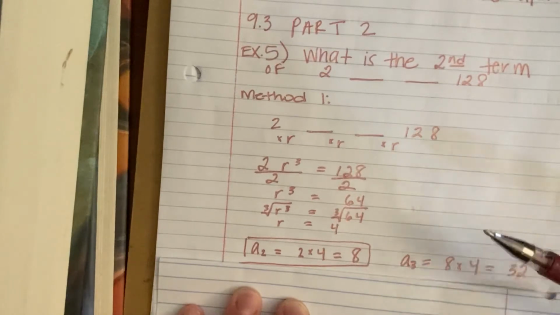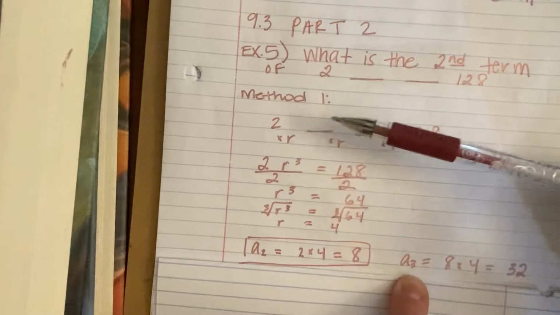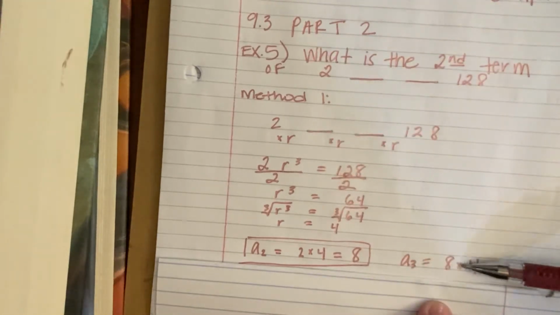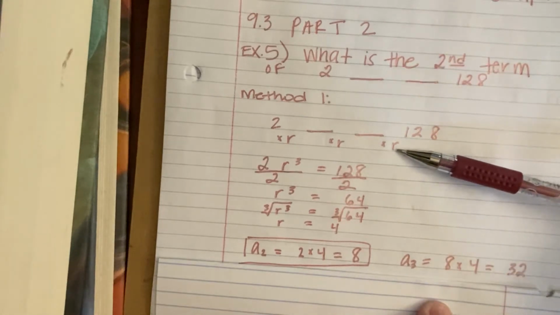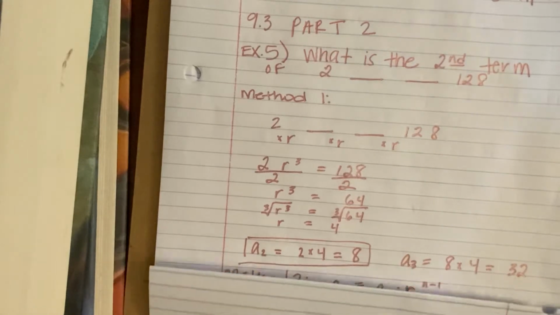And just for fun, you could see what the third term is. So if this is 8, we would multiply 8 times 4 to get 32. And then just to make sure that it really works, you could multiply 32 by 4 again and make sure that you end up with the 128.